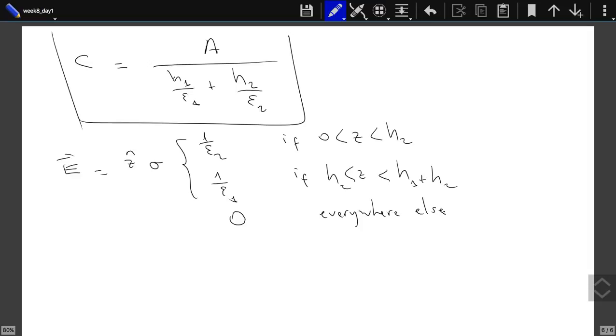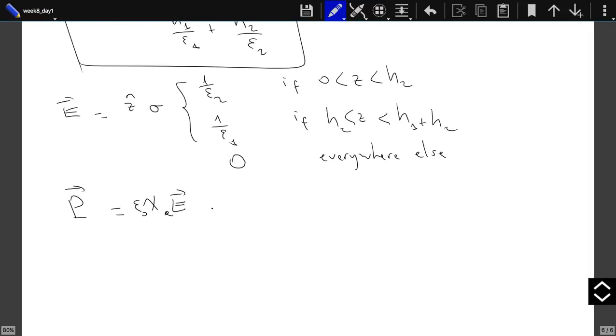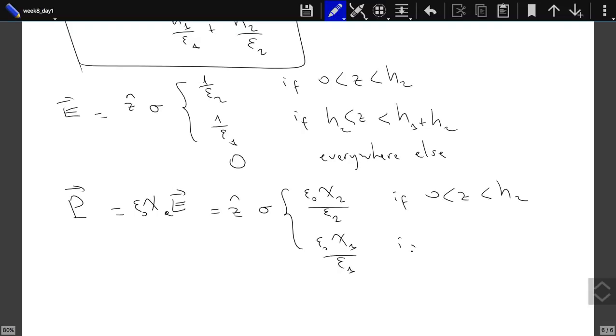Well, we can calculate the polarization. Remember, it's epsilon 0 times chi e times the electric field, chi e being the electric susceptibility. I have two different regions, which will have two different electric susceptibilities. So this will be equal to, in the z direction, sigma times epsilon 0 chi 2 over epsilon 2, if z is between 0 and h2, and epsilon 0 chi 1 over epsilon 1, if z is between h2 and h1 plus h2.